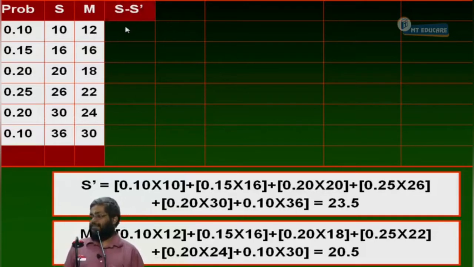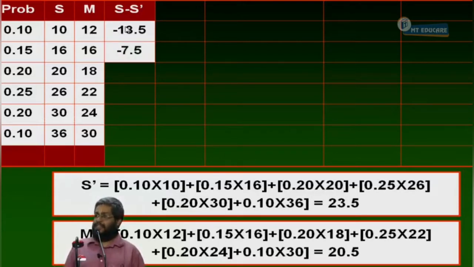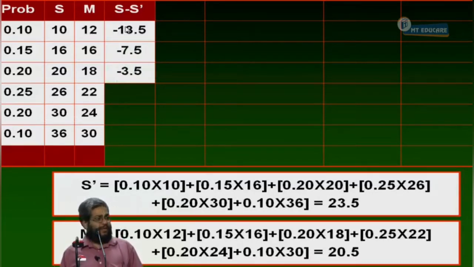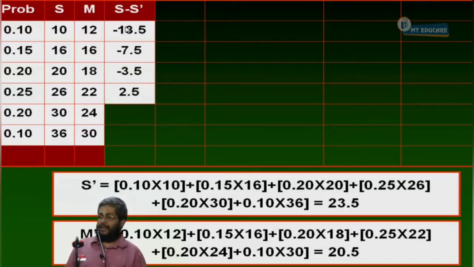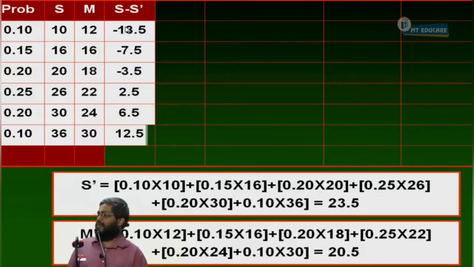S minus S bar. All of you do along with me. 10 minus 23.5, what is the number? Minus 13.5. Sign is important for covariance. 16 minus 23.5, minus 7.5. 20 minus 23.5, minus 3.5. 26 minus 23.5, 2.5. 30 minus 23.5, 6.5. 36 minus 23.5, 12.5.